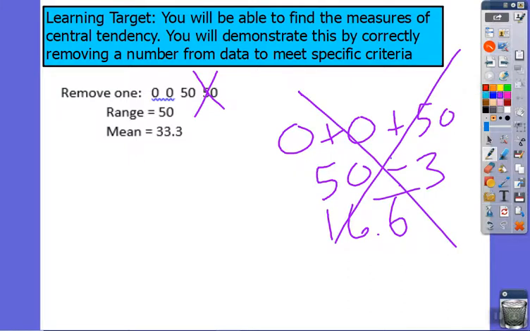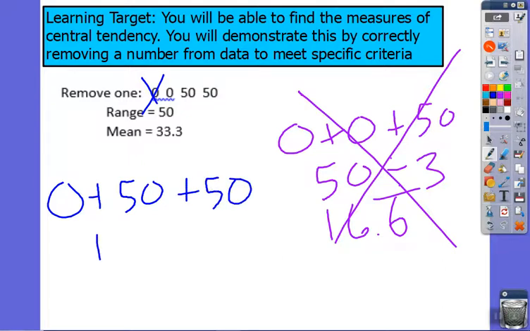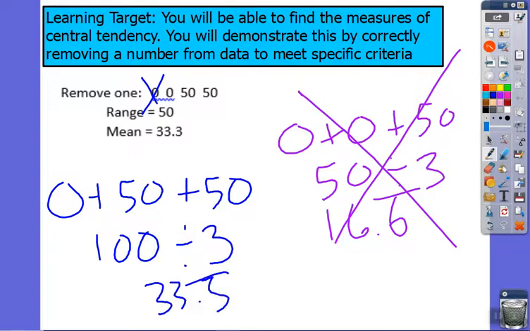So let's try instead removing one of the zeros. Okay, there we go. Remove one of the zeros. So I'm adding up 0 plus 50 plus 50. And that comes out to 100. I'm going to divide by how many there are. And that comes out to 33.3 repeating. So this is the correct answer. I would like to remove one of the zeros.